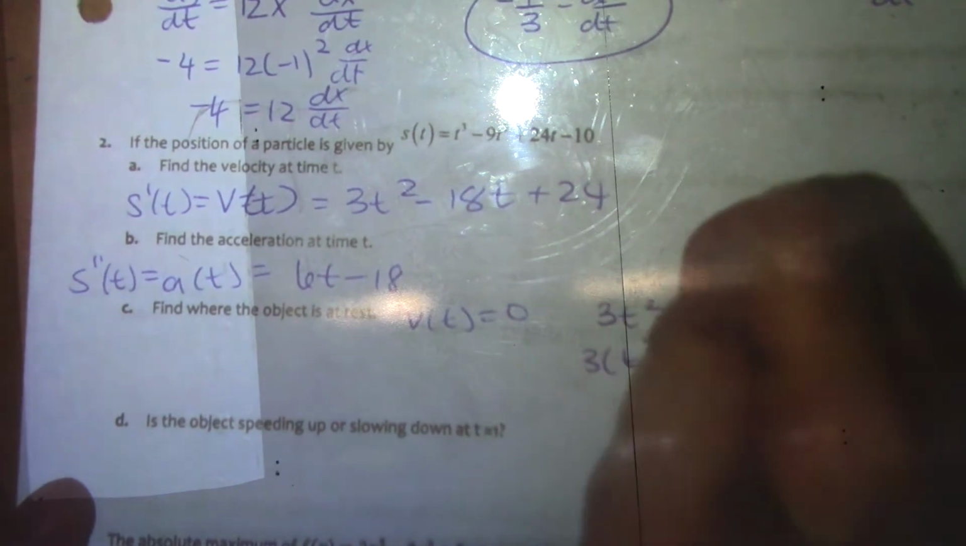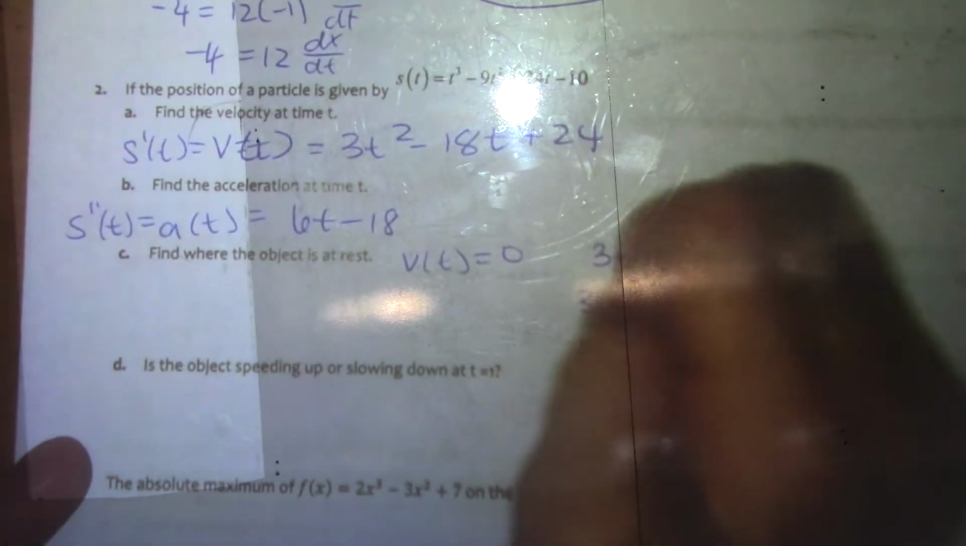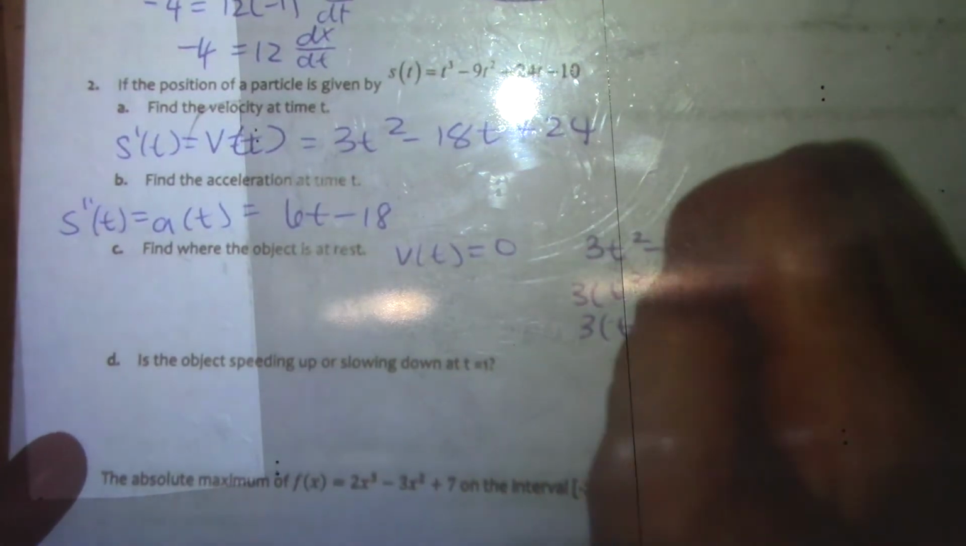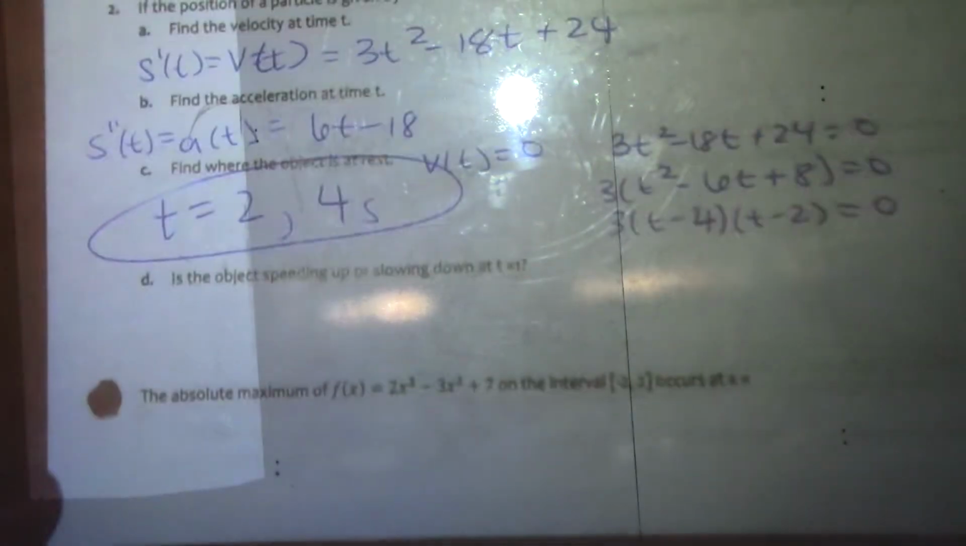Factor out a 3, that becomes t squared minus 6t plus 8. And then that is 3 times t minus 4, t minus 2, yeah. So then at t equals 2 and t equals 4 seconds, it's at rest because velocity is equal to 0.